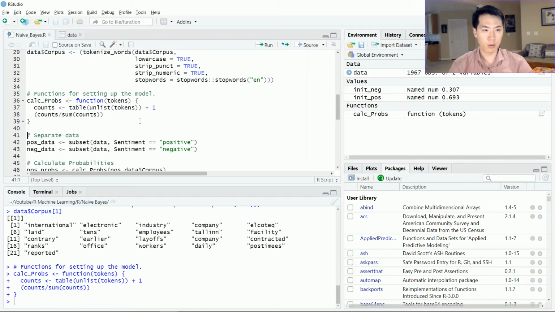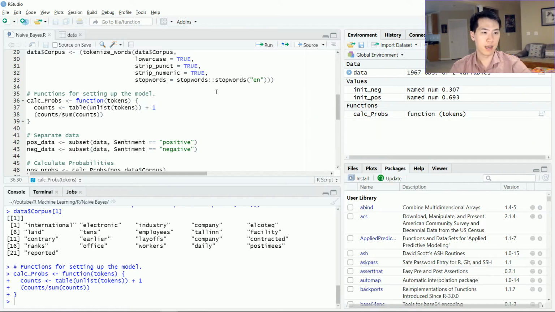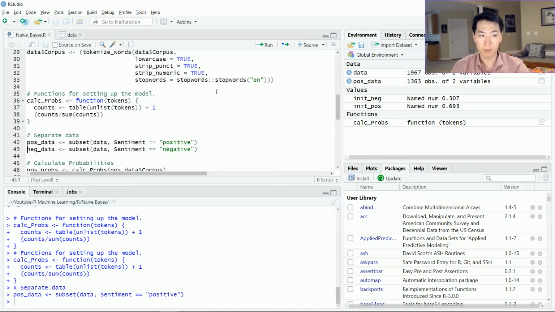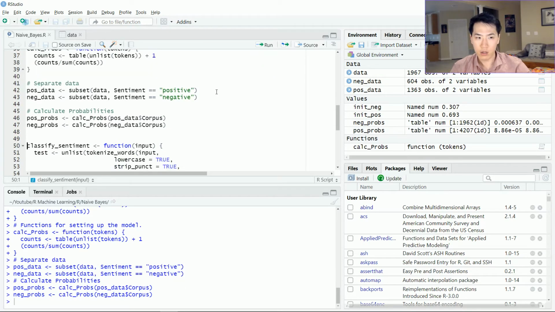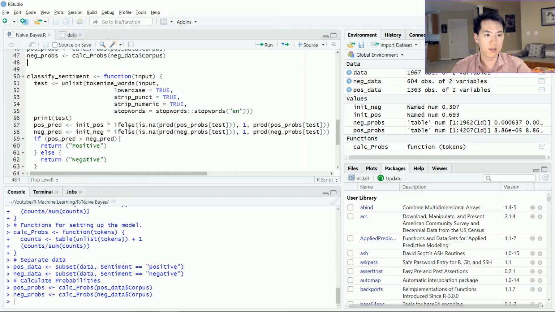I'm also using a helper function, calculate the probability. As I mentioned earlier, we are essentially trying to calculate the frequency of each word that appears in that particular given class. And I made sure I just add one, just in case that particular word does not actually exist. And so we have that to calculate the probability. And then this is where I'm splitting my data into positive or negative, and calculating the probabilities using the helper function over here. And then this is where the actual classify sentiment function is going to be utilized in this naive Bayes approach.